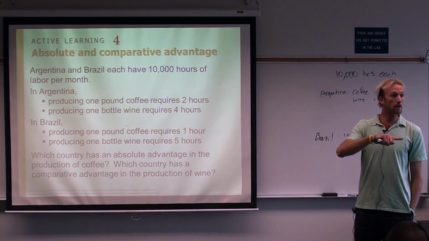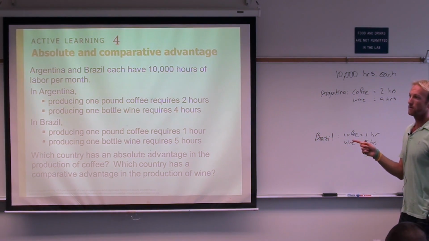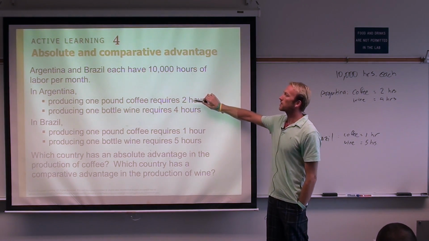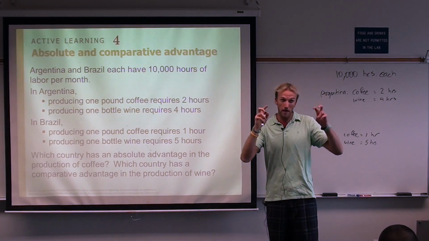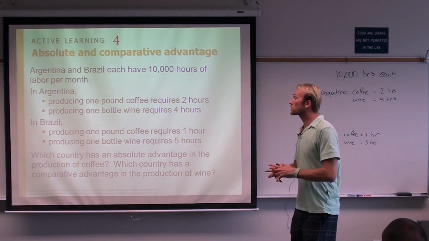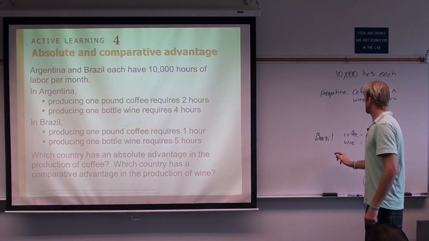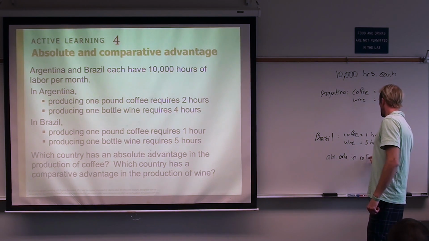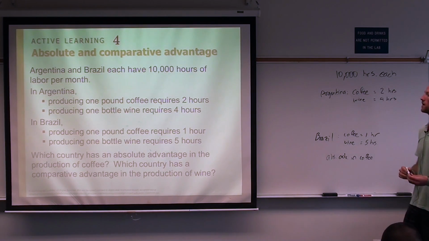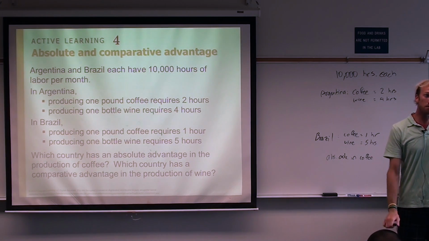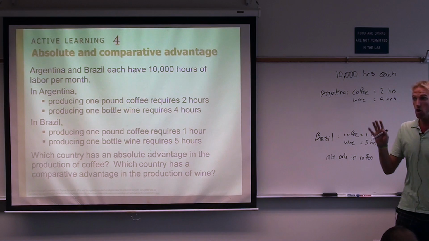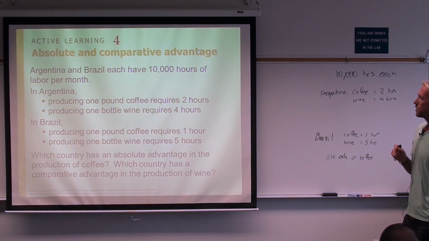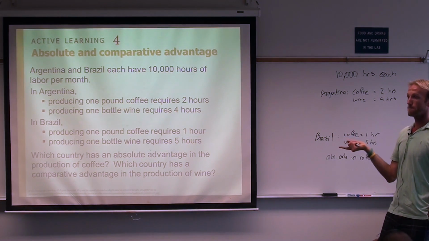Brazil. Brazil is correct. Why? Exactly. It only costs 1 hour to produce coffee here. It costs 2 hours in terms of input hours to produce coffee in Argentina. So Brazil clearly has the absolute advantage in coffee. Excellent. Now, the comparative advantage, which can sometimes be a little bit more tricky, okay? And there are questions in the homework that make sure you understand how to calculate this comparative advantage thing. Who has a comparative advantage in the production of wine?